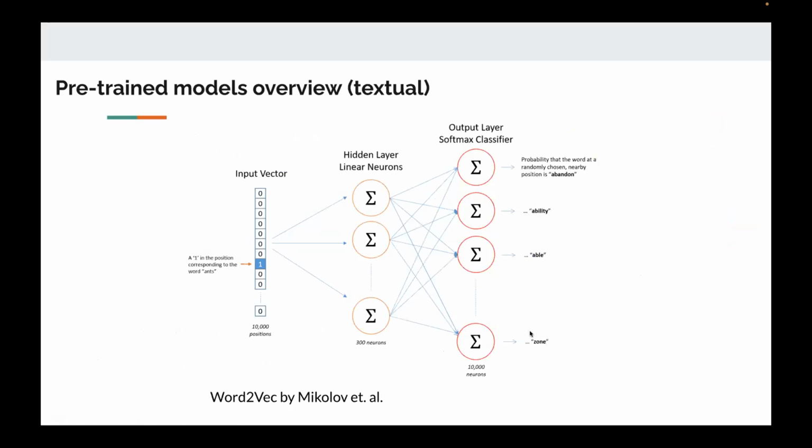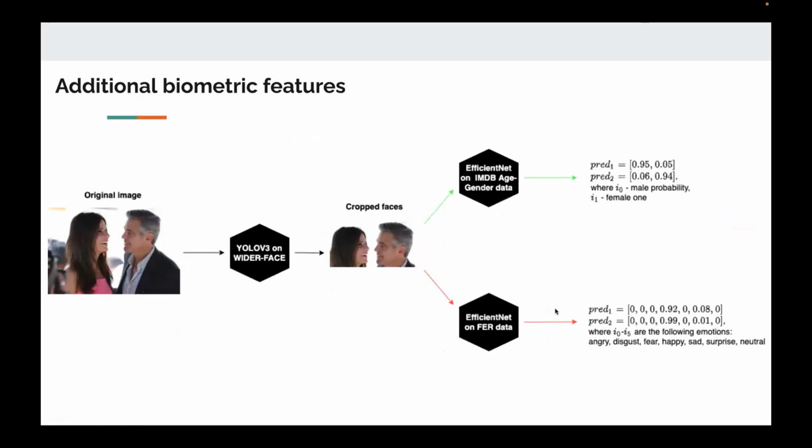And that's it. Now let's speak about additional biometric features. In order to create these biometric features, we use three pre-trained models. The first model is YOLOv3, which is trained on the WIDER FACE dataset. This model just detects faces and crops them from the image. After that, for this particular image, we have two new samples. In order to encode features for them, we used the same model architecture, EfficientNet, which is trained on IMDb age and gender data and a pair dataset. As a result, we get two prediction vectors, one for each model and for the sample.